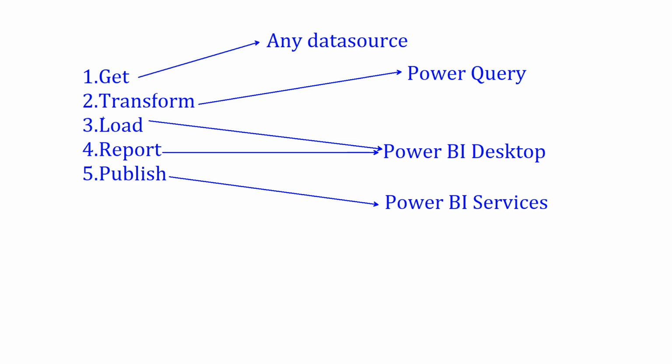And after publishing we have something called row level security, splitting, and various options. Loading and getting is very simple. As you rightly said, we are going to spend more time on transforming and reporting. So let us start the first workflow, get.